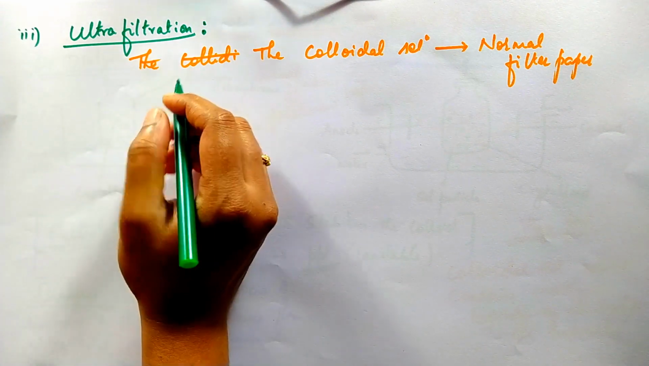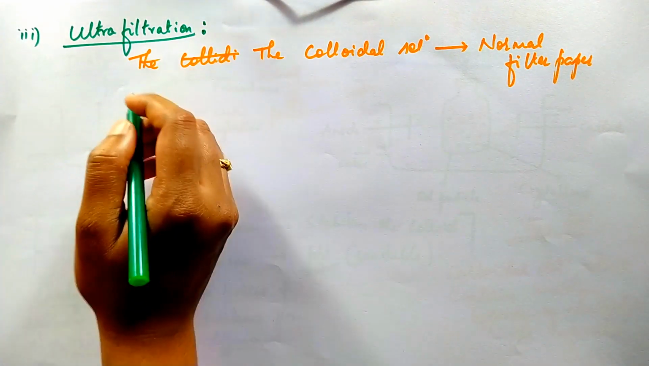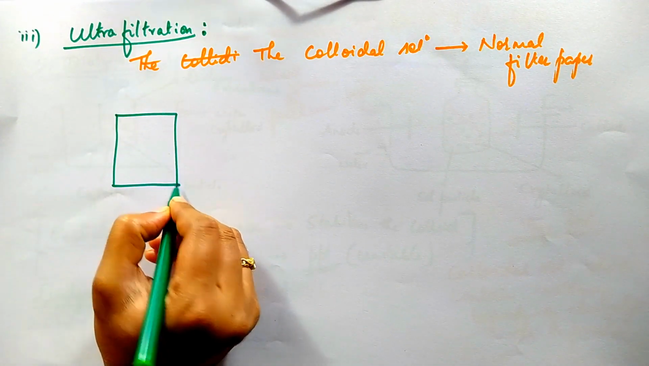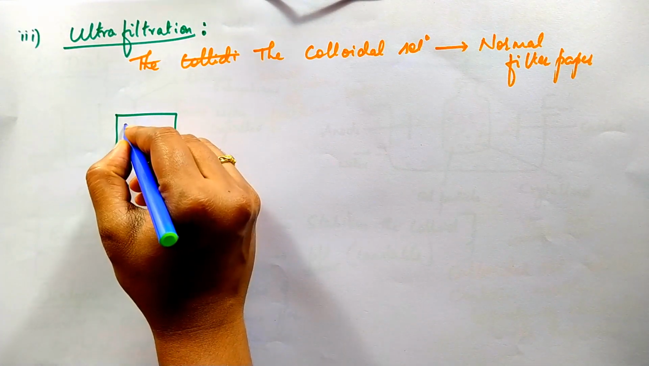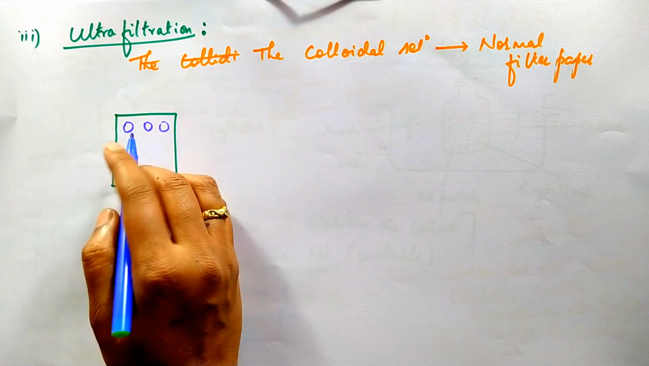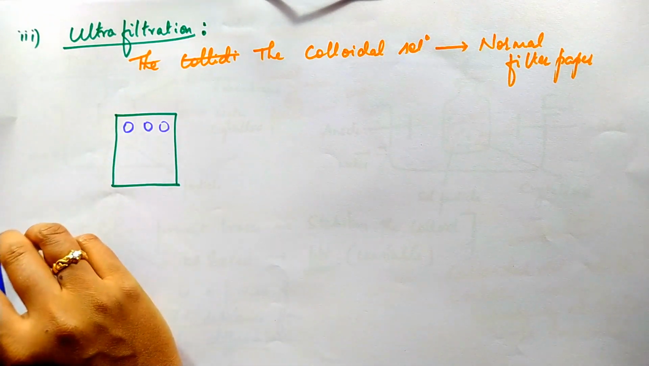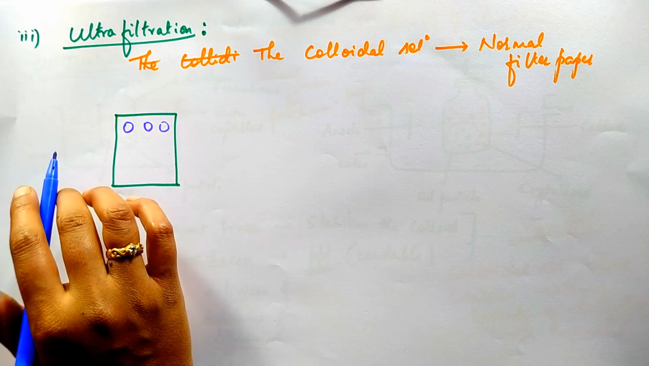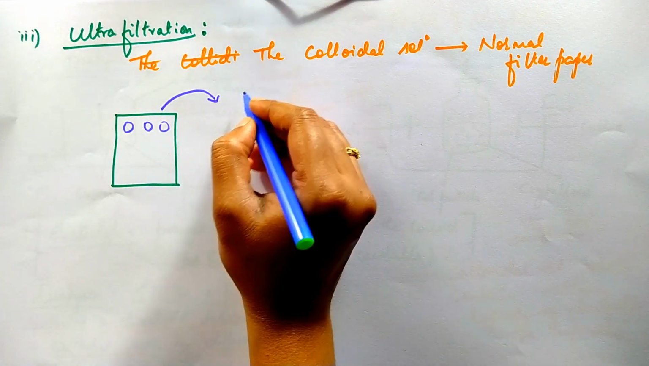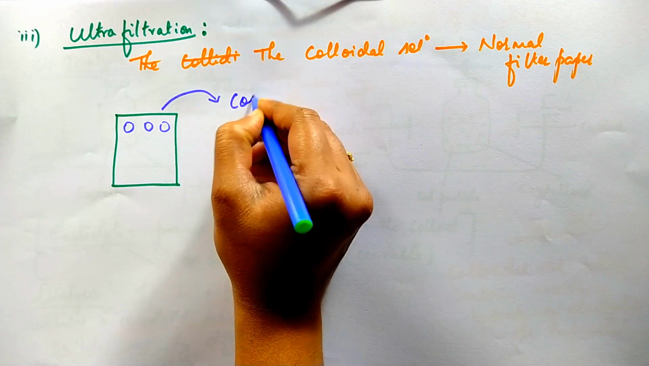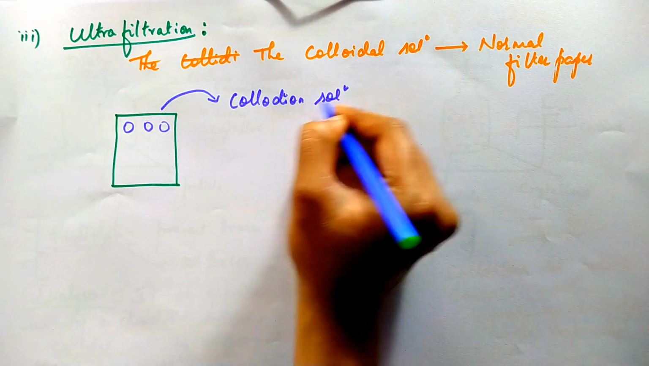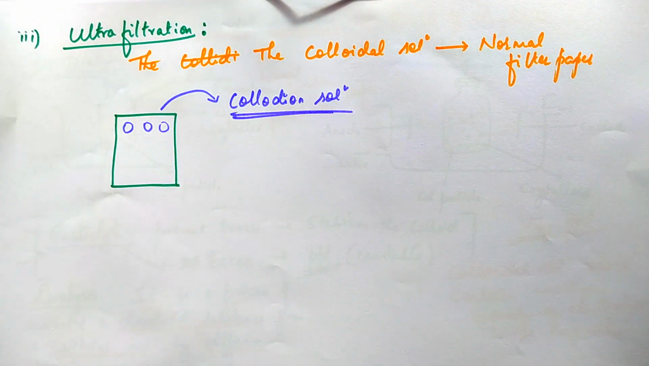How to prepare this ultrafiltration paper? Let us take a normal filter paper. In the normal filter paper, the pore sizes are very big. Therefore, the colloidal particles can pass through these pores. So we cannot use the normal filter paper. Now, let us take this normal filter paper and soak it in the solution, that is the collodion solution.